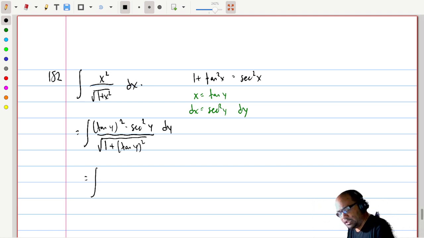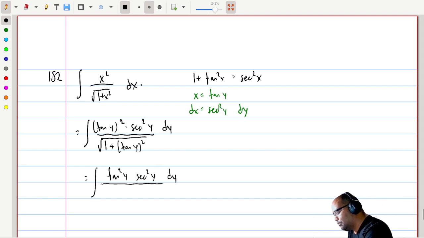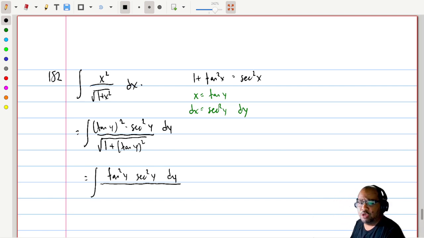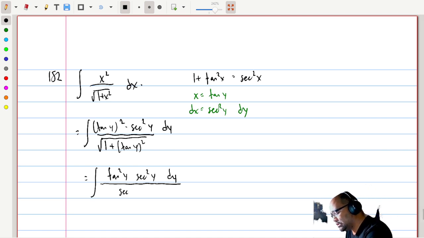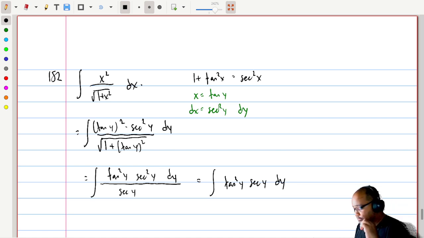So let's go ahead and manipulate this tangent squared y, secant squared y, and then on the bottom, okay, 1 plus tangent squared is secant squared, the square root of which is just a singular secant. So now we have this tangent squared y over secant y dy.